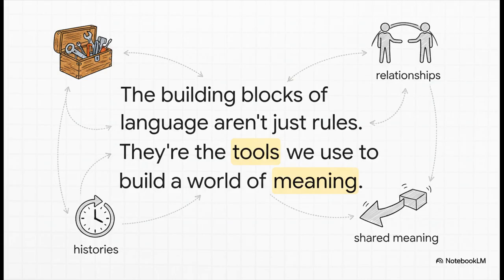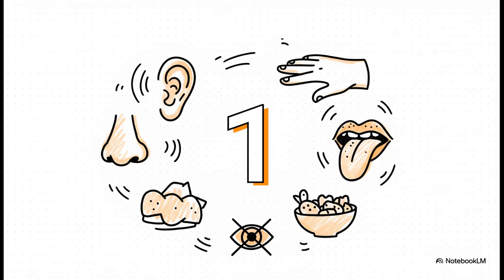You see, things like the genitive case or the past tense or the word for because, they're not just boring rules you have to memorize from a textbook. They are the actual tools, the Lego bricks that we use to build connections, to share our histories, and to create a whole world of shared meaning. We've seen how language builds this world of shared meaning.